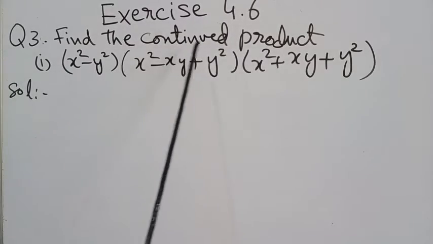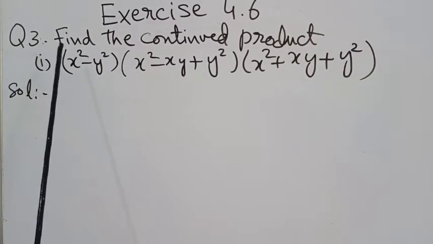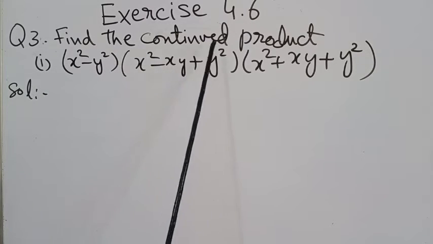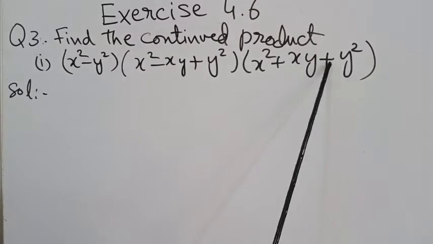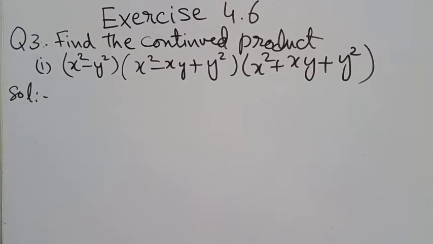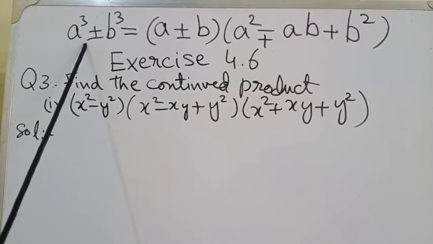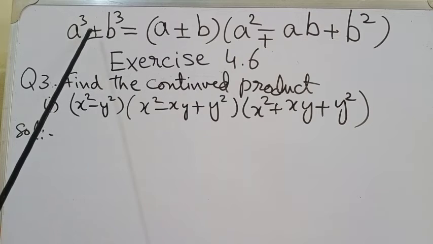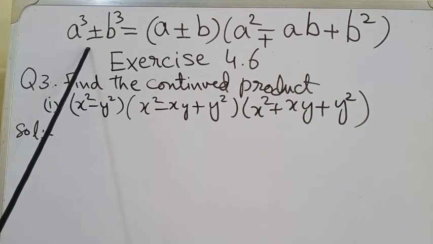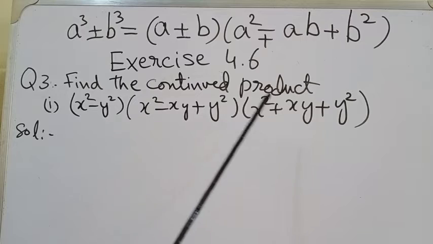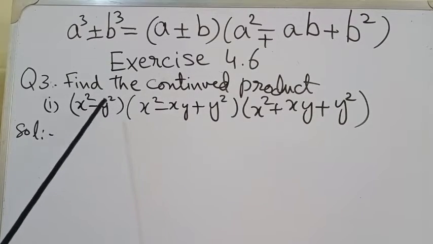Question number 3, find the continued product. First part of question number 3: we have x square minus y square multiplied by x square minus xy plus y square into x square plus xy plus y square. We observe that we have to solve this question by using this formula, and in this formula plus minus we have two formulas combined, one with plus sign and second with minus sign, and this portion occurs twice in this question.